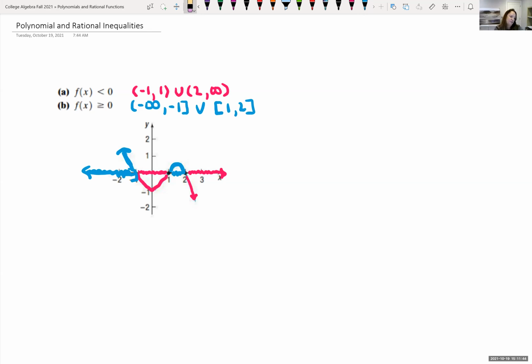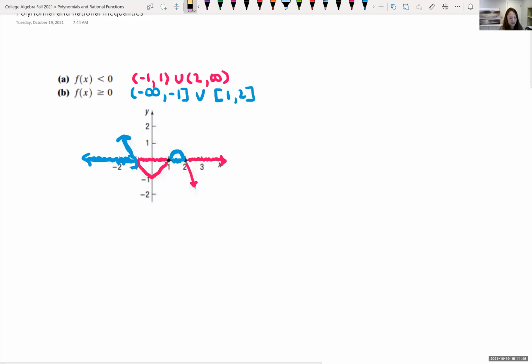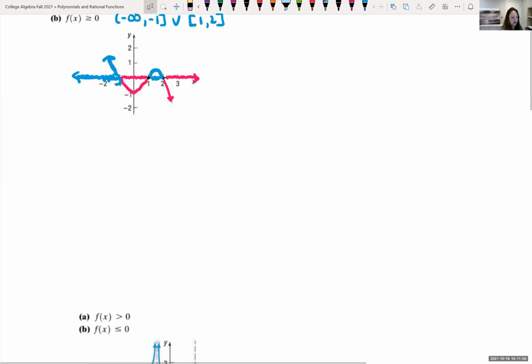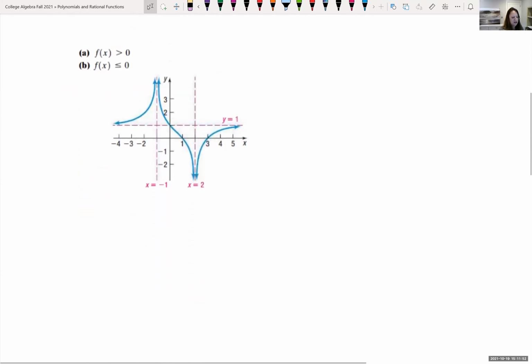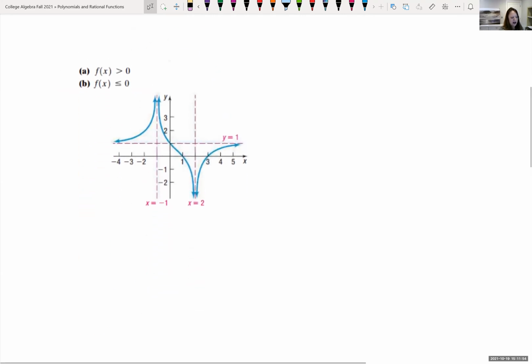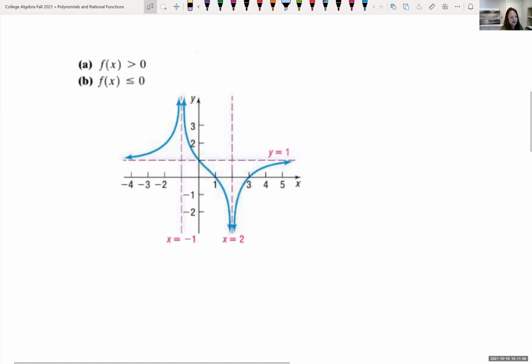The next example that we have is a graph of a rational inequality. Before we answer A and B, you should be able to look at this and tell me what the asymptotes are.